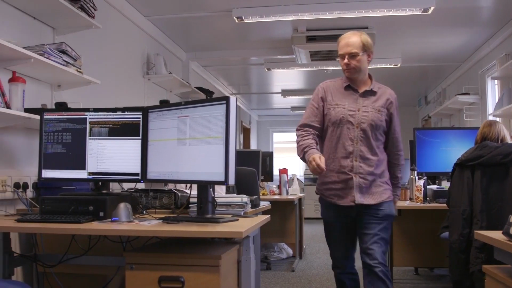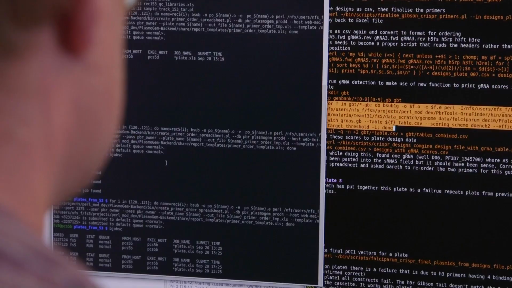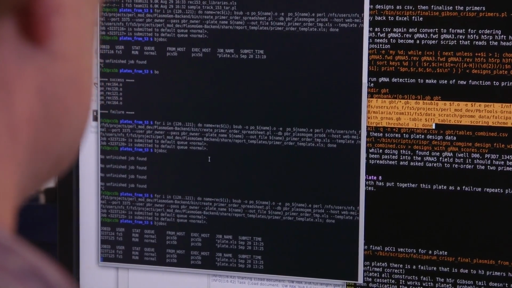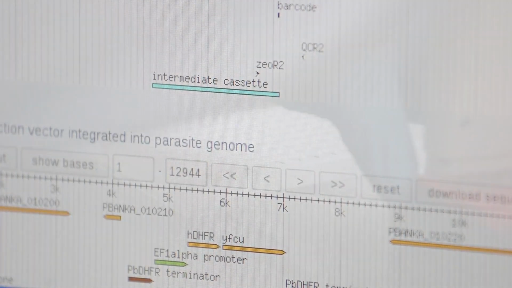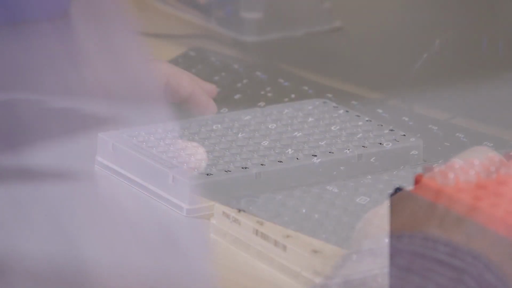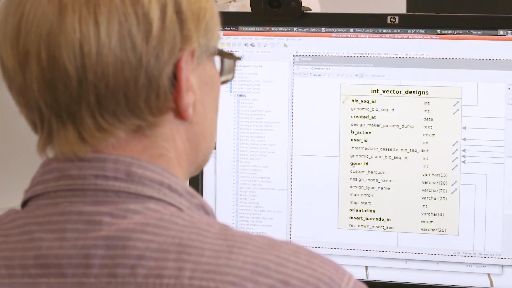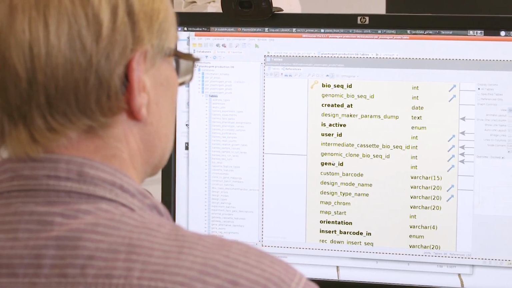I'm Frank Schwach. I'm a computational biologist in the Plasmogem team, which is part of the malaria program at the Wellcome Trust Sanger Institute. I use computer programming to design DNA vectors that can manipulate genes in malaria parasites. A vector is a DNA molecule that we use to manipulate the genome of the parasite in a specific way. We can delete a gene, we can modify a gene to do something else, we can change the way it's being used by the parasite.